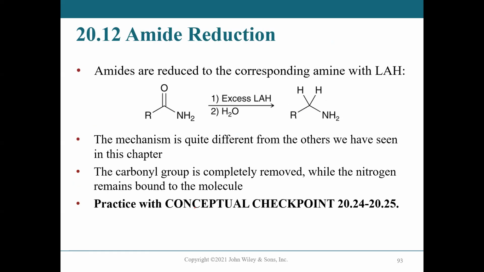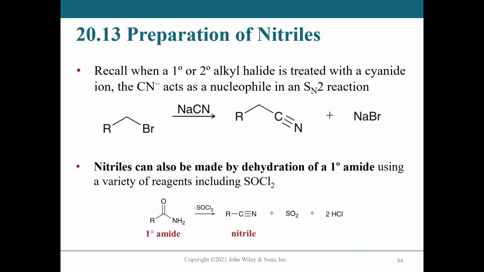So amides are reduced to the corresponding amine with lithium aluminum hydride. So the carbonyl group is completely removed while the nitrogen remains bound to the molecule. Recall when a primary or secondary alkyl halide is treated with a cyanide ion, the cyanide acts as a nucleophile in an SN2 reaction. And nitriles can also be made by dehydration of a primary amide using a variety of reagents, including SOCl2.